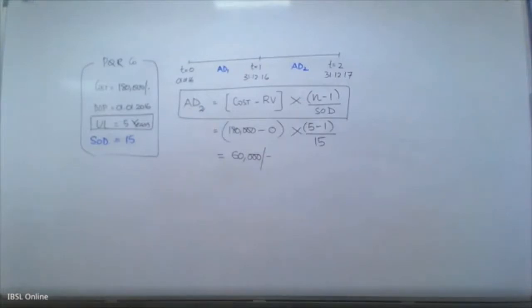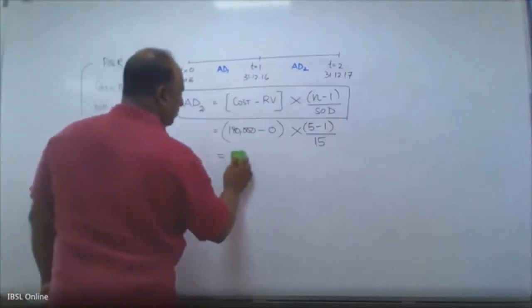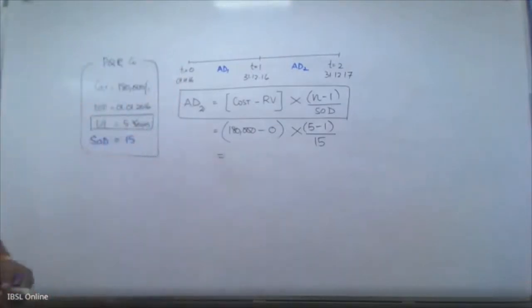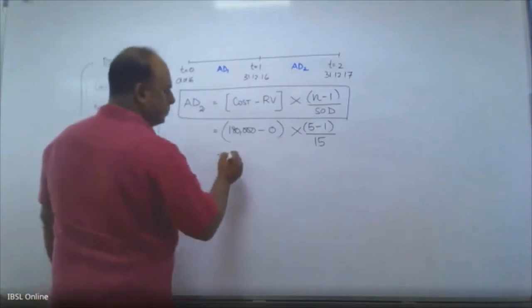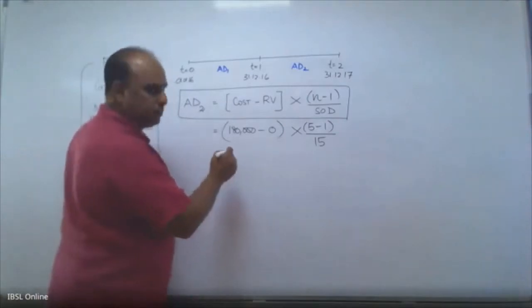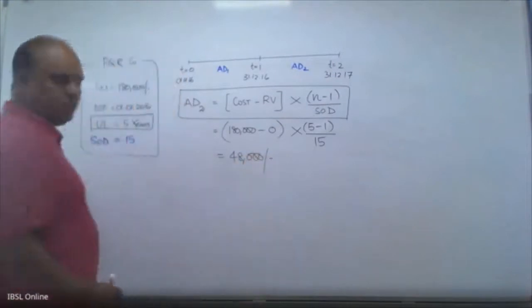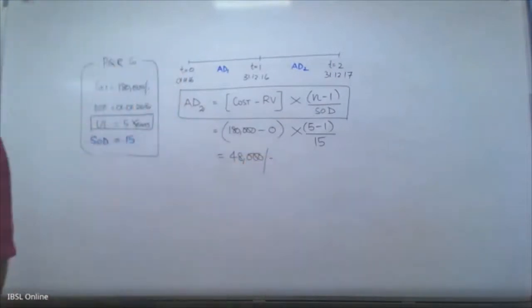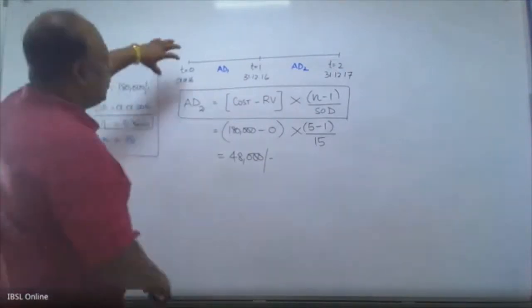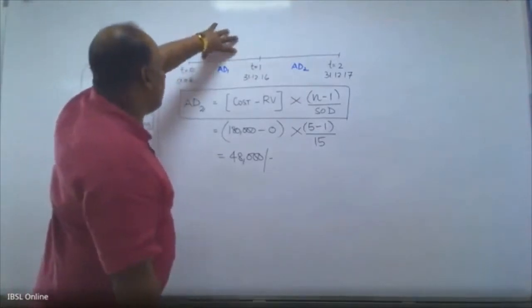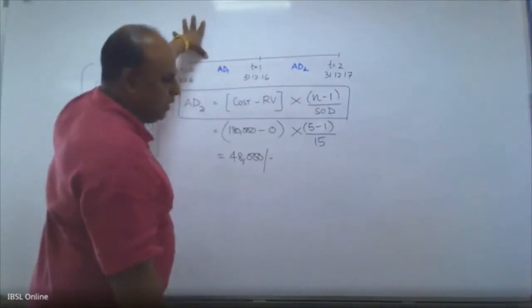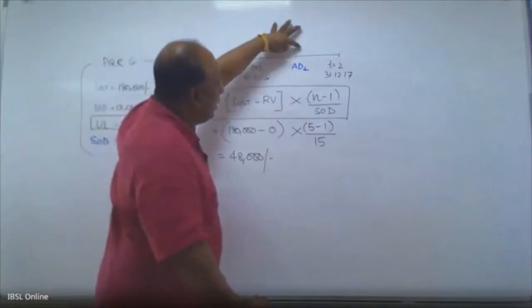So how much do you get? What is the answer? 48,000? Yes, 48,000. So you see, first year, even though I am using 12 months, I had 60,000. When I went to the second year, it is only 48,000.